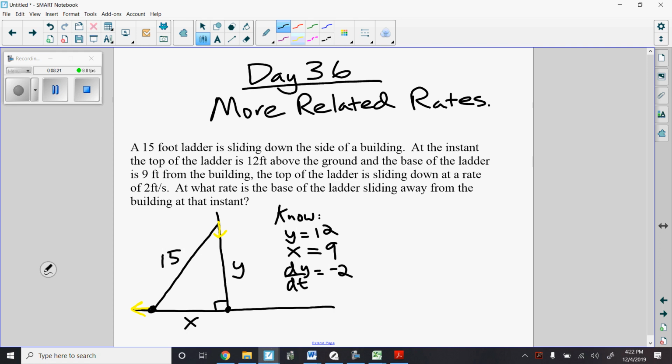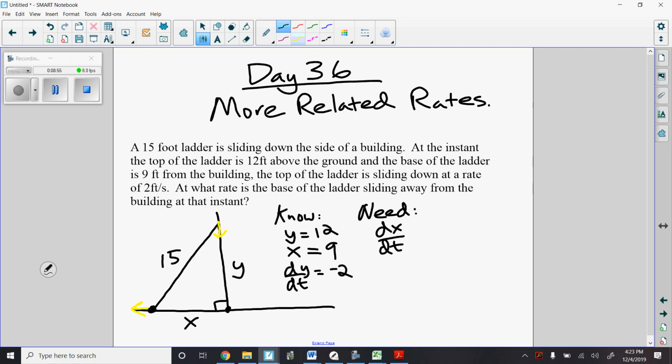Okay. And then it says, at what rate is the base of the ladder sliding away from the building? So I want to know the rate of change from the base of the ladder distance to the building. Well, that distance is x, but I need to know the rate of change of x. So my need will be dx dt. Now, I don't know what dx dt is yet. I'm going to have to solve that.